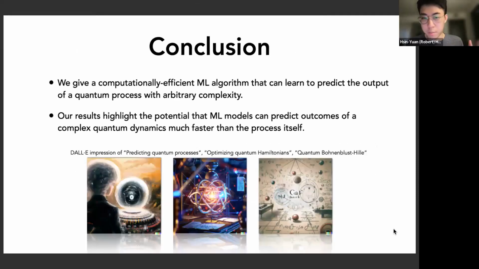To conclude, in this work, we give a computationally efficient ML algorithm that can learn to predict the output of a quantum process with arbitrarily high complexity. One of the more positive spins on it is that it highlights the potential that ML models can predict outcomes of very complicated quantum dynamics much faster than the quantum process itself. For example, the quantum process might require a huge amount of evolution time, because in nature things happen very quickly, so it might have already done a lot. But when we train an ML model, we can learn to compress that very significantly by learning this low-complexity model that's inherent in any quantum process, as we have shown. And that's it for the talk. Thank you so much for listening.